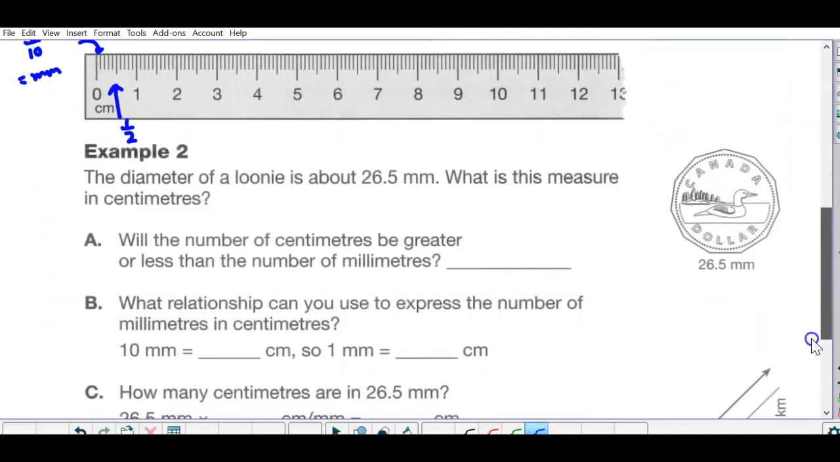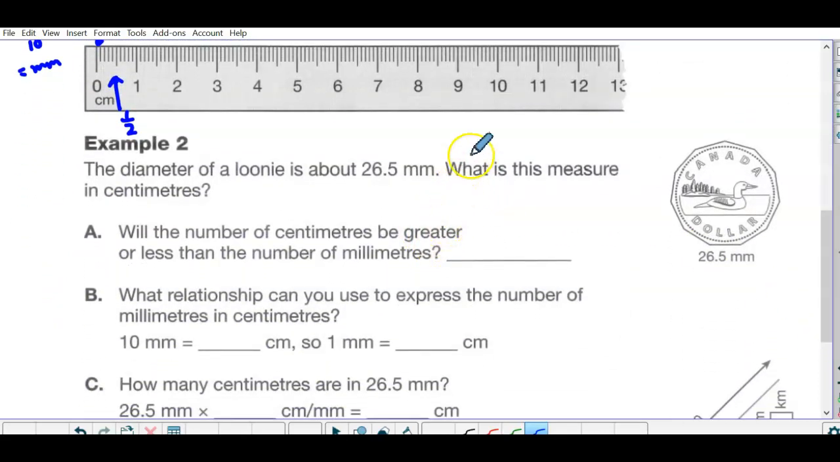Okay, example 2. The diameter of a loonie is about 26.5 millimeters. What is the measure in centimeters? Will the number of centimeters be greater or less than? Remember, a centimeter is a bigger measurement, so it'll be a less than, smaller number. What relationship can you use to express this? Remember, there are 10 millimeters in 1 centimeter. You can see that from the ruler. So 1 millimeter is 1/10 of a centimeter.